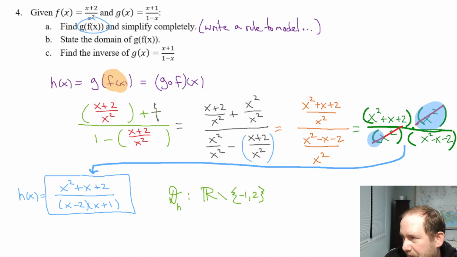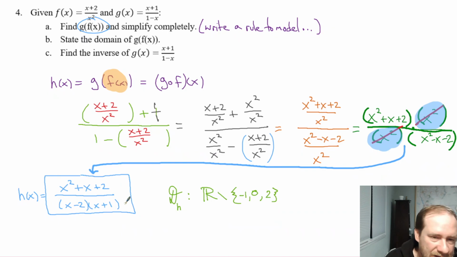We canceled this factor here. This factor here is the guy that makes us undefined at 0, and it got canceled. So we lost that. And if you don't give that in your domain, you're obviously not getting full credit. So you better put that restriction back in. Now are we good? Now we're probably good. The only restriction on f was that x can't be 0.